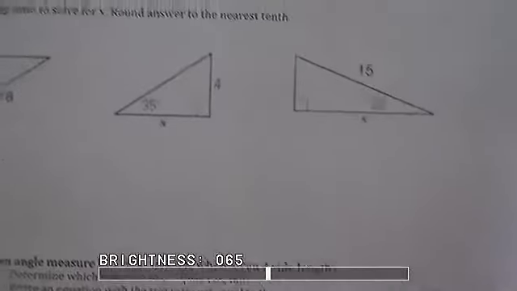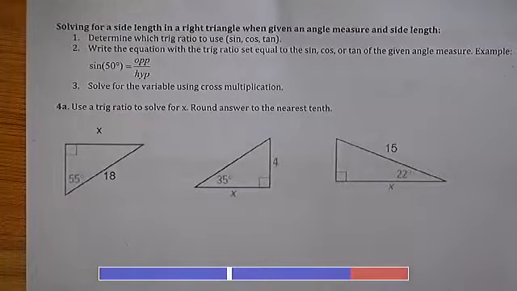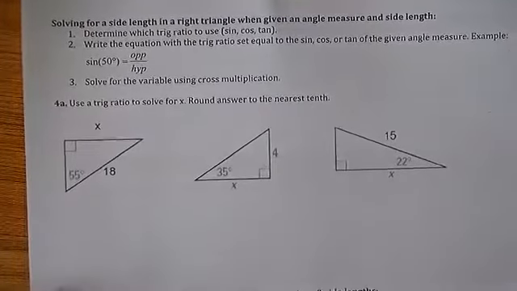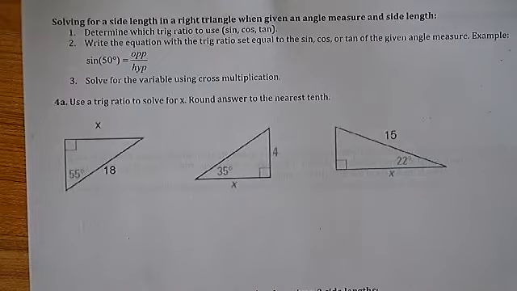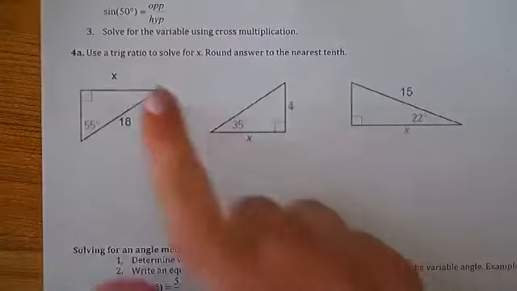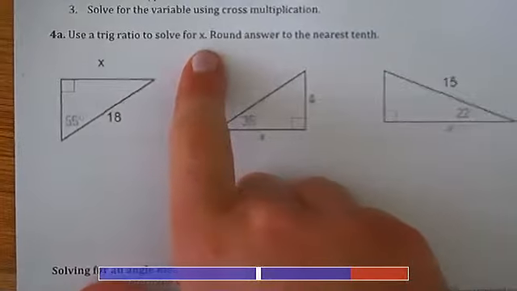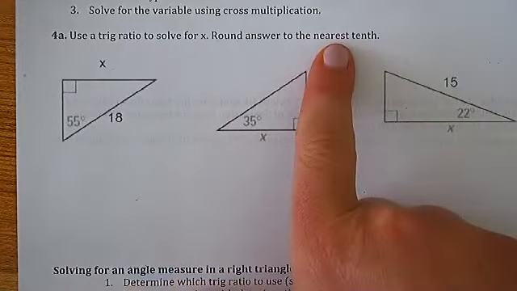All right, so that's your first little trig review. This right here is more review as well. We can use trig to find missing side lengths. For example, for these two, they are asking us to use a trig ratio to solve for the value of x, and we're going to round to the nearest tenth.